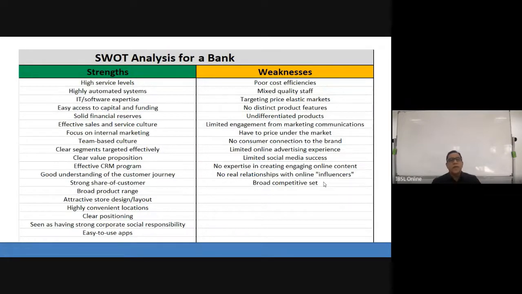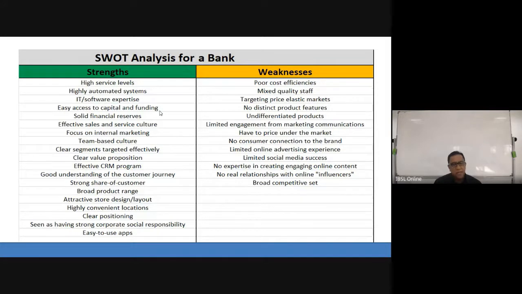This is a short analysis for a bank, so you can run through it leisurely. I'm not going to go one by one. But anyway, let's take them one by one quickly. High service levels is a strength. If you have very superior customer service, that is a strength for you. Highly automated systems. Yes, your IT system, your IT software expertise in your workforce. Easy access to capital and funding. When you have easy access to capital and funding, what is the advantage? Your funding cost will be less.